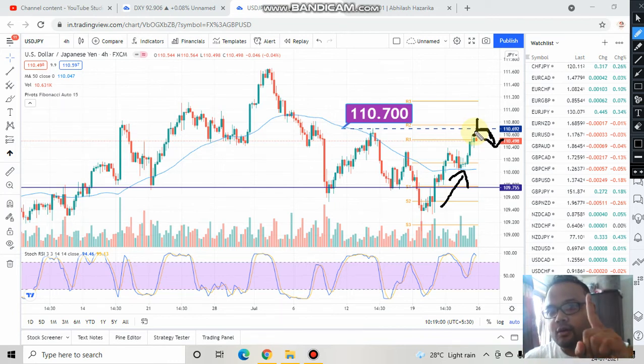So as of now, only one trading opportunity I'm giving you for Monday, and that is this level. You can short the market here because there is a divergence and there is also resistance here. That's it. Hopefully you've understood.